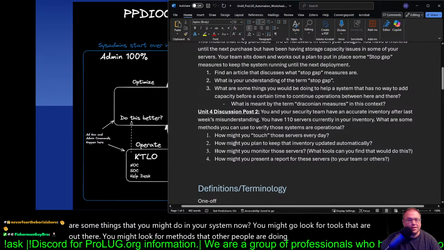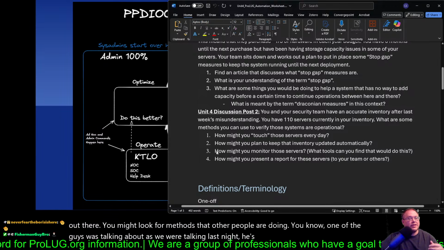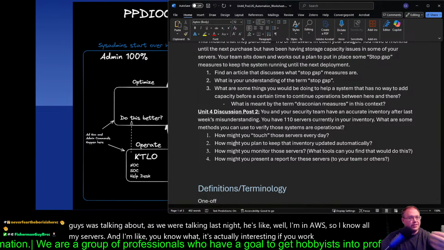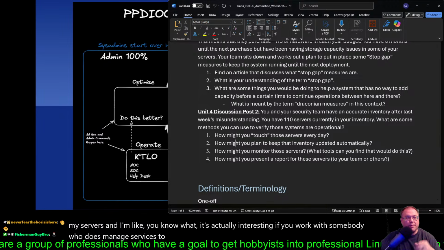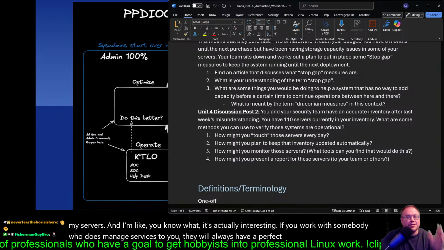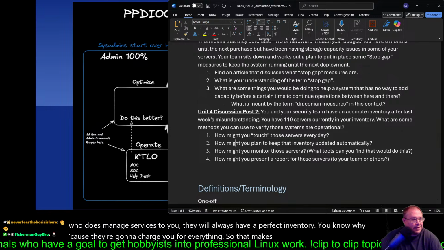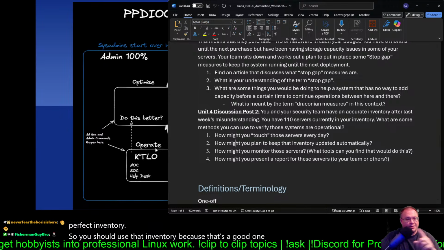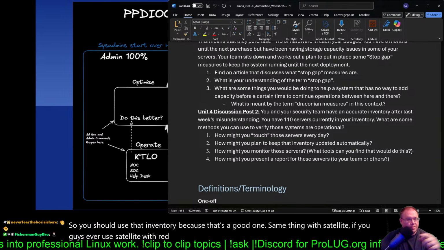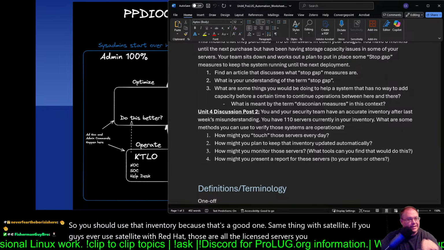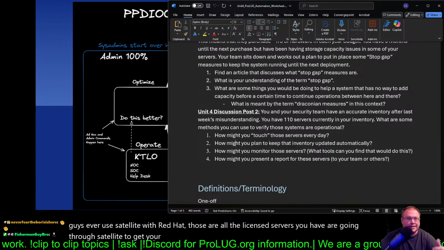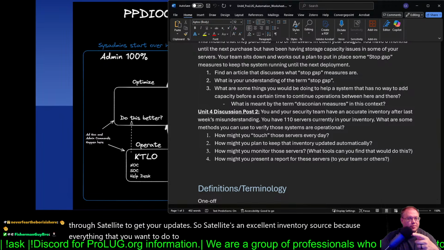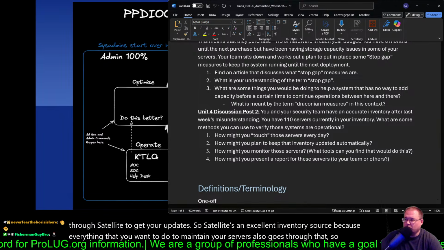One of the guys was talking about, as we were talking last night, he's like, well, I'm in AWS, so I know all my servers. And I'm like, you know what? It's actually interesting. If you work with somebody who does managed services for you, they will always have a perfect inventory. You know why? Because they're going to charge you for everything. So that makes sense. They've got a perfect inventory, so you should use that inventory because that's a good one. Same thing with Satellite. If you ever use Satellite with Red Hat, those are all the licensed servers you have going through Satellite to get your updates. So Satellite's an excellent inventory source because everything that you want to do to maintain your servers also goes through that. So it's a great way to true up your environment.